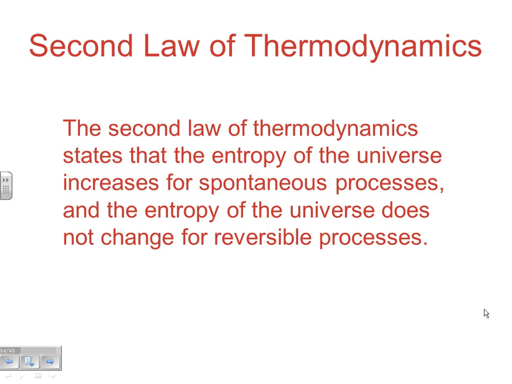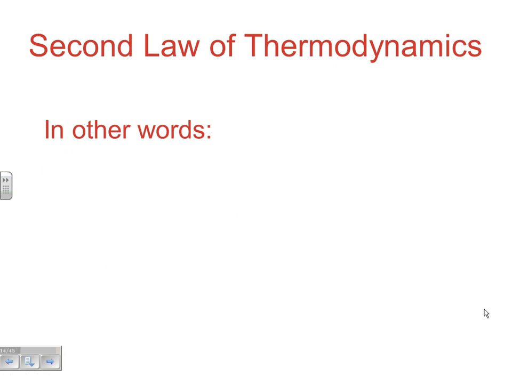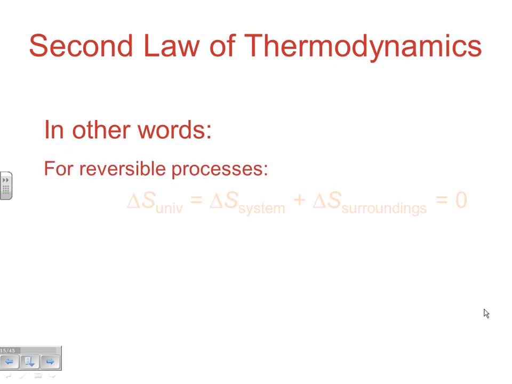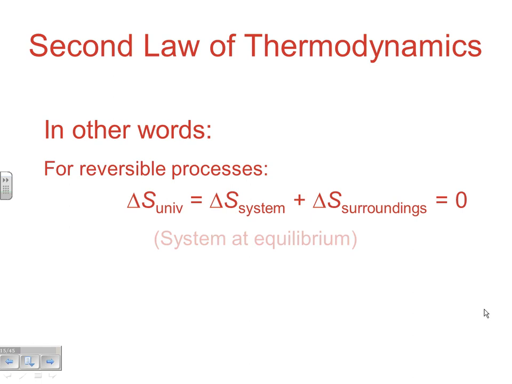The second law of thermodynamics states that the entropy of the universe increases for spontaneous processes, and the entropy of the universe does not change for a reversible process. This is one way of expressing the second law of thermodynamics, dealing with the entropy of the universe increasing for spontaneous processes. So in other words, for a reversible process, the change in entropy of the universe would equal 0. Remember, this is an equilibrium system situation. So if it's a reversible process, you're at equilibrium, and your change in entropy would equal 0.